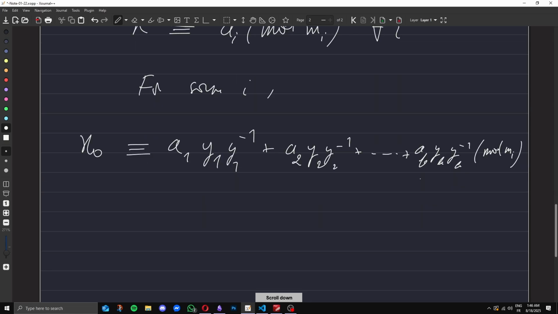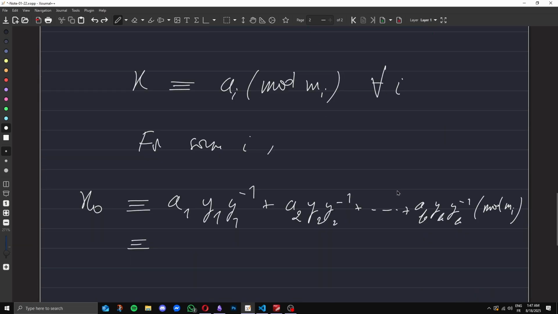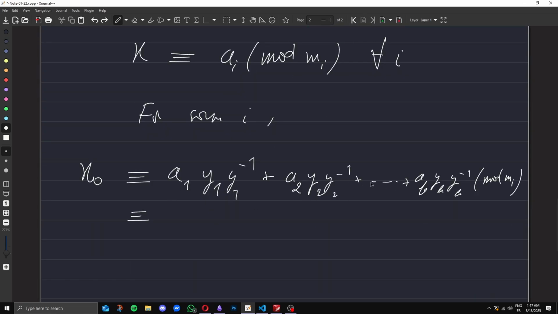Okay, so now remember, if one of these terms is divisible by mi, then we can just remove it or replace it by 0, because it is going to be congruent to 0 modulo mi. Okay, and if you remember, yi is equal to the product of all the integers in the sequence m except mi. So all of these terms are going to be divisible by mi, because they're going to have mi, except the one which has yi, which is ai times yi times yi to the power of minus 1. Okay, so that's the only one that's going to stay.